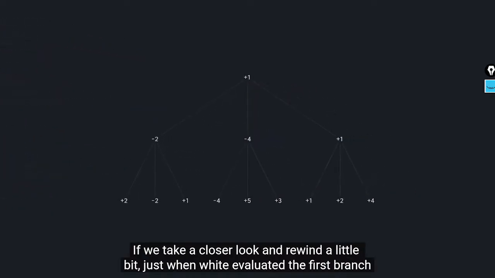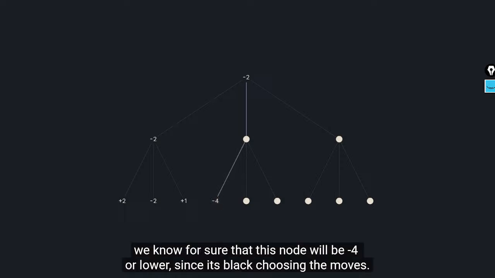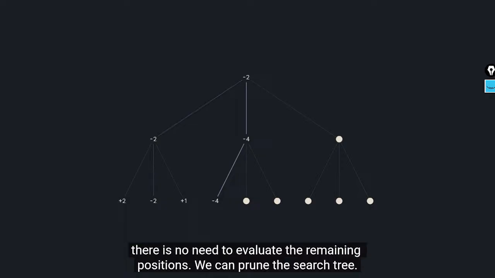If we take a closer look and rewind a little bit, just when white evaluated the first branch, then went down this path and found a -4, we know for sure that this node will be -4 or lower, since it's black choosing the moves. But since white has already found a -2, they will never go down this branch, and so there is no need to evaluate the remaining positions. We can prune the search tree.